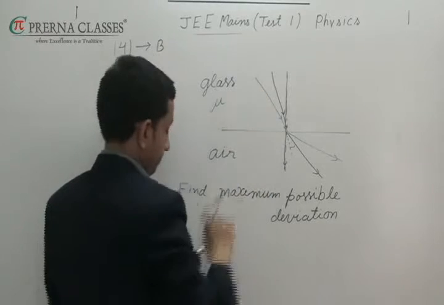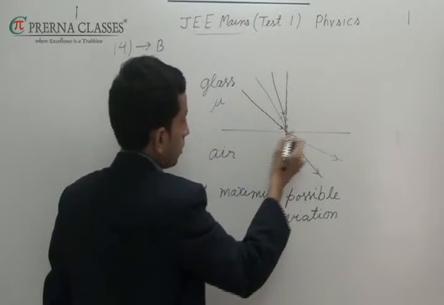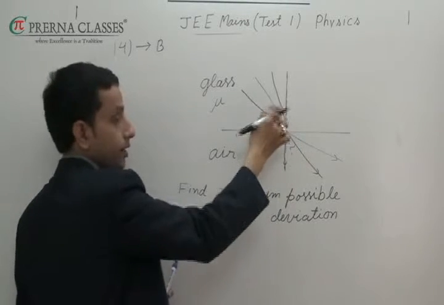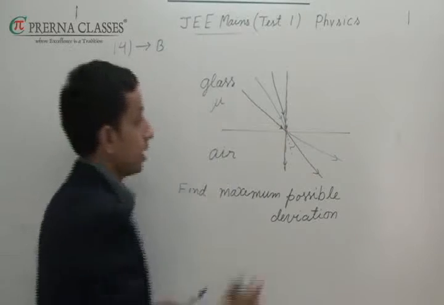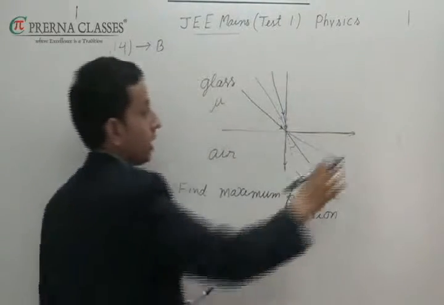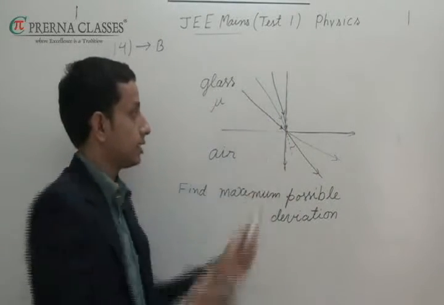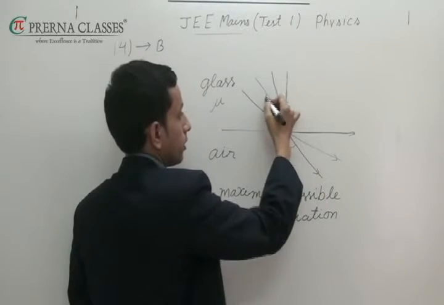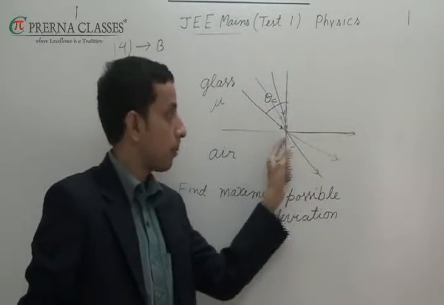Now after some time, when the angle of incidence becomes the critical angle, at that time the refracted ray will go parallel to the interface, parallel to the surface.